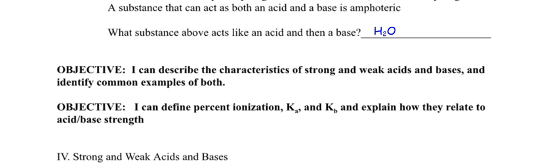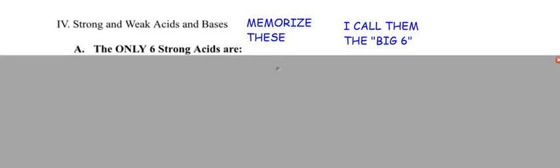All right, so there are only 6 strong acids. You need to what? Memorize these. Mrs. Vanderlei calls them the big 6, all right? So if I refer to the big 6, these are your strong acids. This comes into play in much greater detail in AP Chemistry if you're going to take AP Chemistry. So you're going to hear me call them again, the big 6, okay? So what are the big 6?